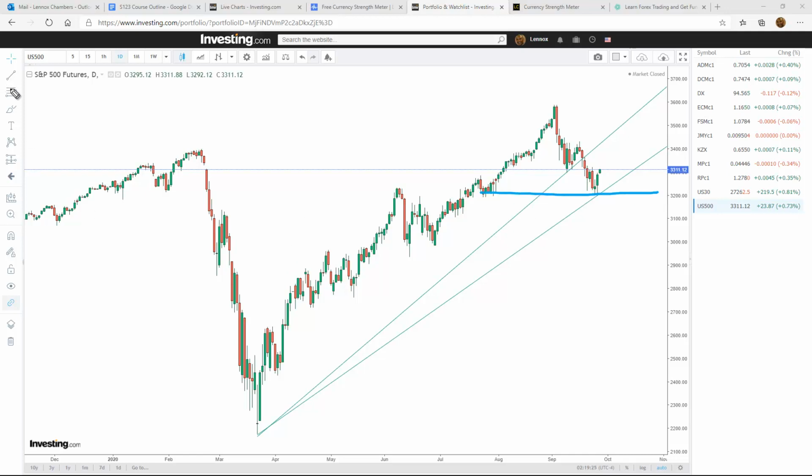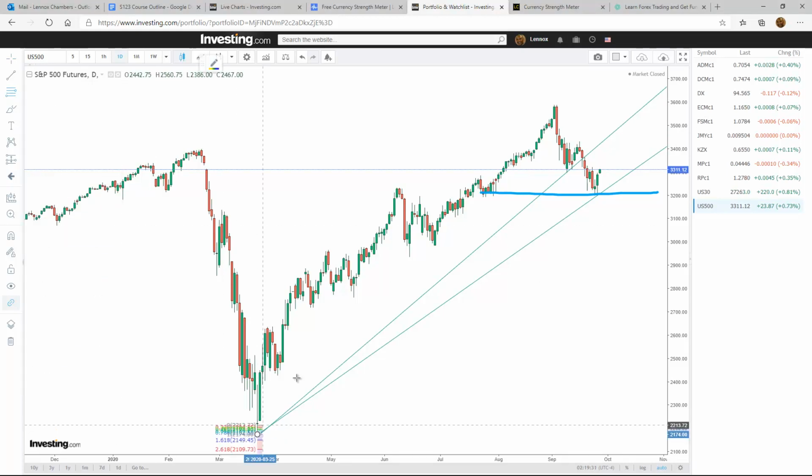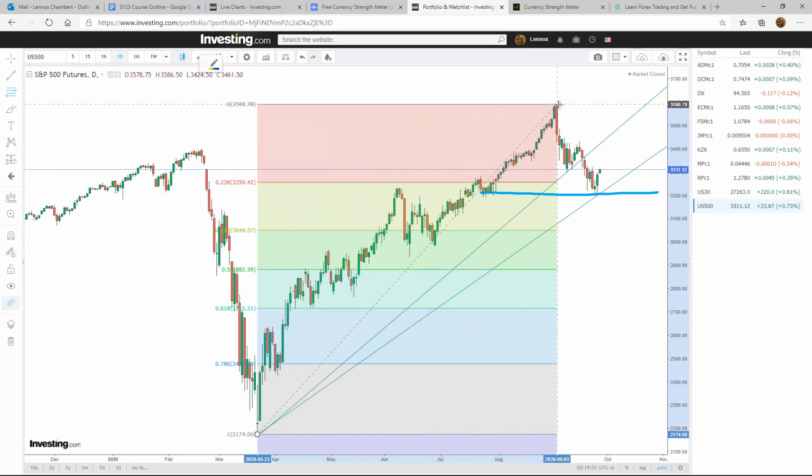And again, I'm going to put the fibs on. Let's take a look at what's going on with the fibs. So the fib retracement of this entire move gives us a 23% retrace at this point. Okay, so my expectation for this for the week is for a continued push to the upside.